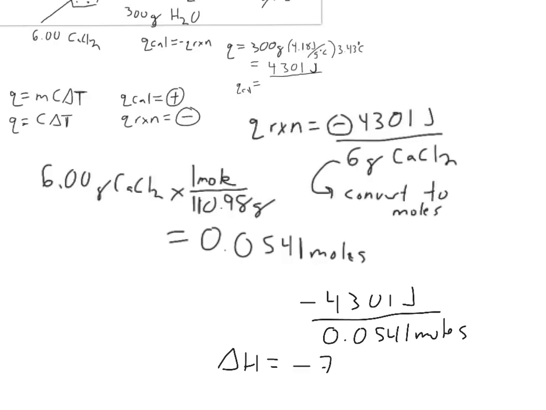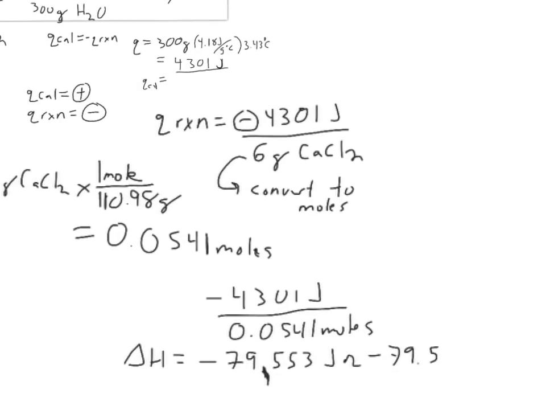Negative 79,000 joules, or 79.5 kilojoules. That's the process.